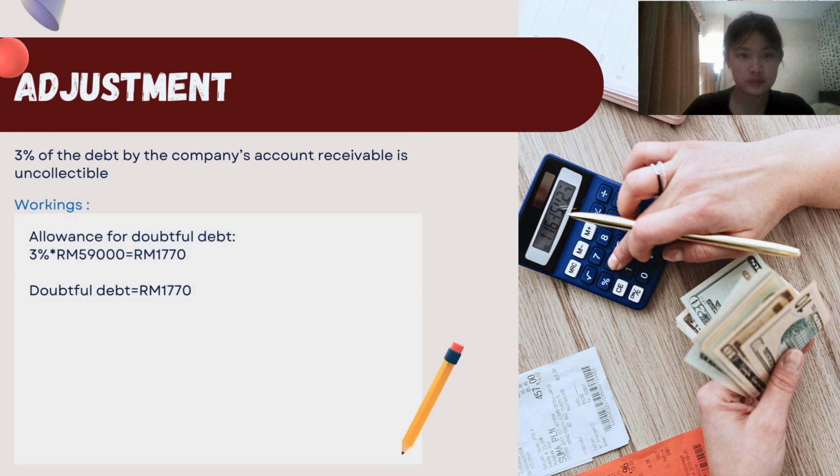The question is 3% of the debt by the company's account receivable is uncollectible. Account receivable that is uncollectible is also called allowance for doubtful debt. We will use 3% to multiply account receivable that is 59,000 ringgit in trial balance and we will get 1,770 ringgit for allowance for doubtful debt.